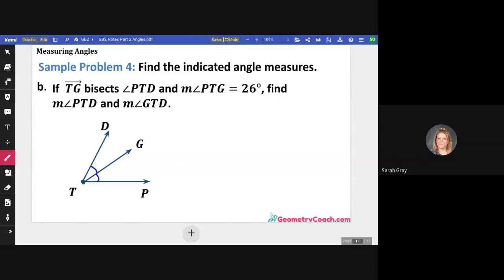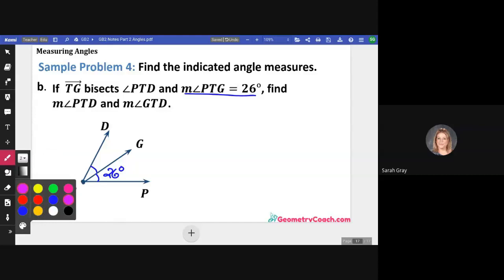Alright, last one. I've marked that the angle is being bisected, showing that those two sides are the same. I want to find angle PTG and label it with 26 degrees. And then since I know that that side is 26 and the other side is marked as the same, it must also be 26. And then I can figure out my whole, which is 52. It's two sets of 26.